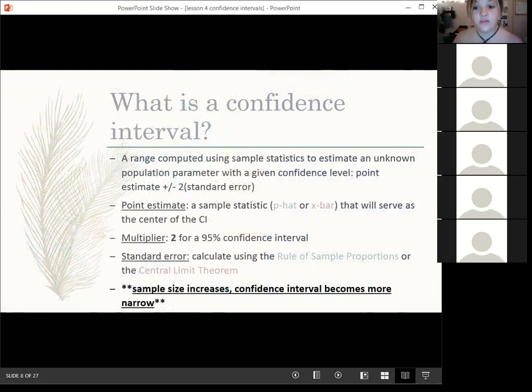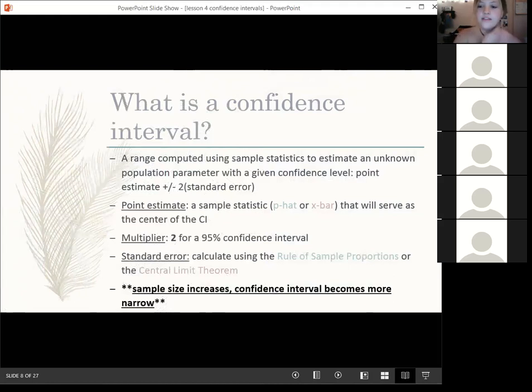We have our confidence intervals, which are basically a range. That's just the definition of a range computed using sample statistics to estimate an unknown population parameter. So a confidence interval is used when taking samples. This is basically the point that we don't have the population parameter, but we do have a bunch of samples that we can take. So in that case, we're going to take all these samples, and whatever confidence interval we get, we're going to use that to predict what we think the population parameter is, with a given confidence level. That's where the 95% or whatever comes into play.